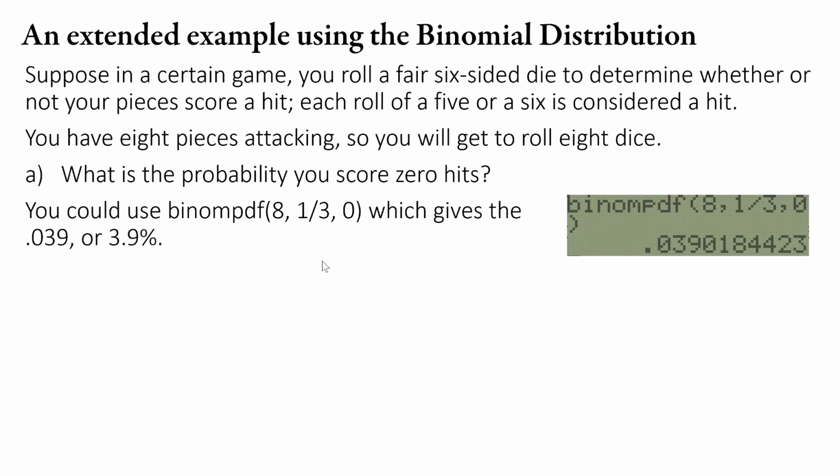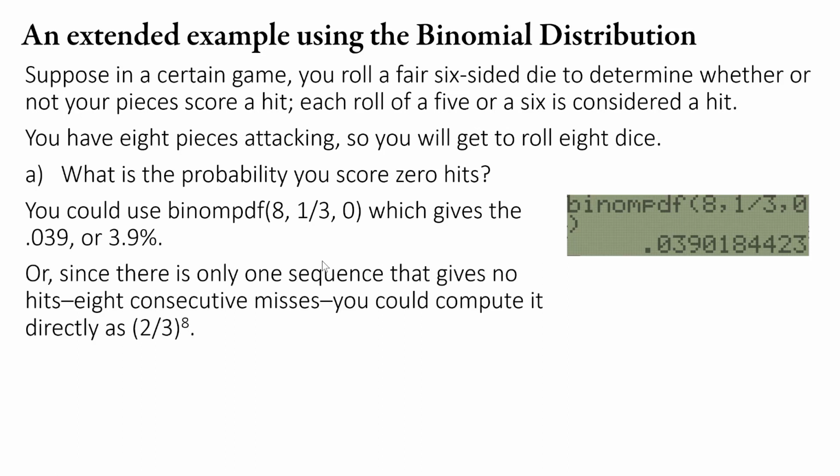Or another way to do this one, since we're looking for 0 hits, there's only one sequence of results that gives 0 hits: 8 consecutive misses. So you'd have to have miss, miss, miss, miss, miss, miss, miss, miss, 8 times in a row. And that's the only way that can happen. Since the chance of a miss is 2 in 3, we could compute the probability directly as 2/3 to the 8th power, because I have 8 consecutive misses. And the calculator shows that that's the same result.